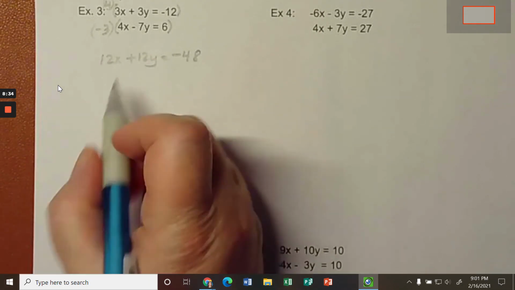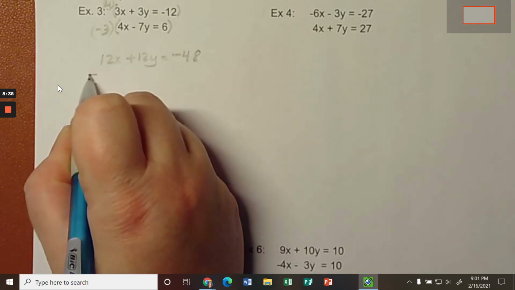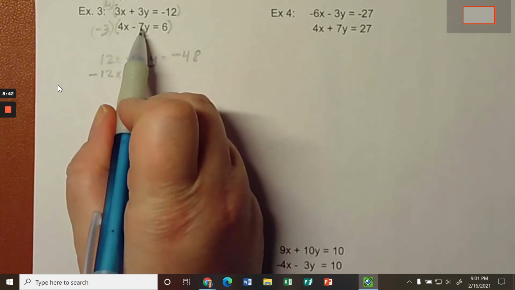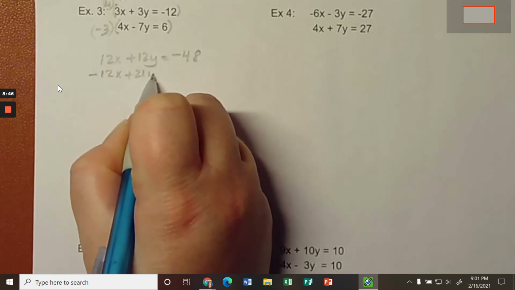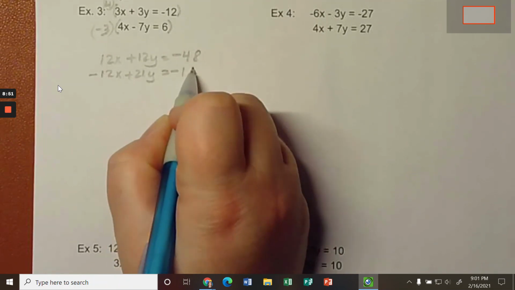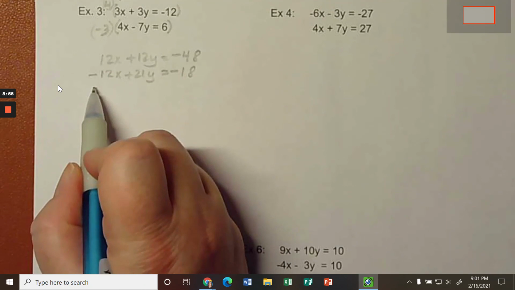And then multiplying here, negative 3 times positive 12x is negative 12x. Negative 3 times negative 7y is positive 21y. And negative 3 times positive 6 is negative 18. So we can see 12x minus 12x, those will cancel out.